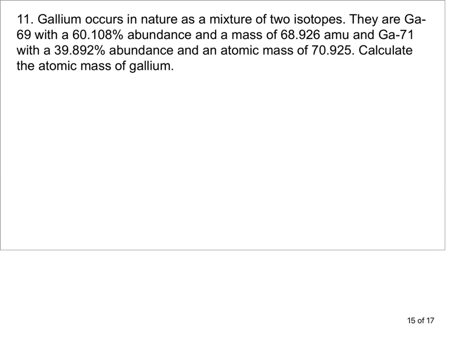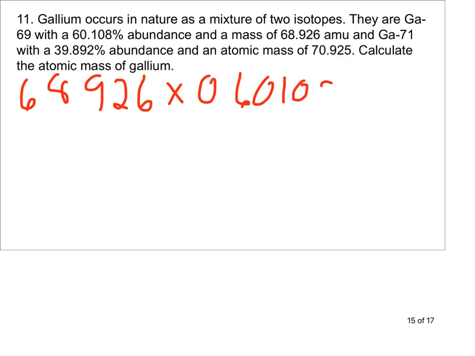Gallium occurs as a mixture of two isotopes, Ga-69 and Ga-71. Calculate the atomic mass of gallium. Here we want to take the percent abundance times its mass. So they told us we have a mass of 68.926. We want to multiply that by 0.60108.